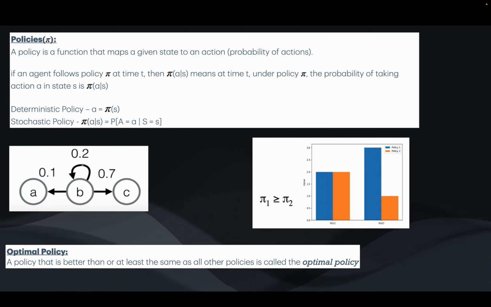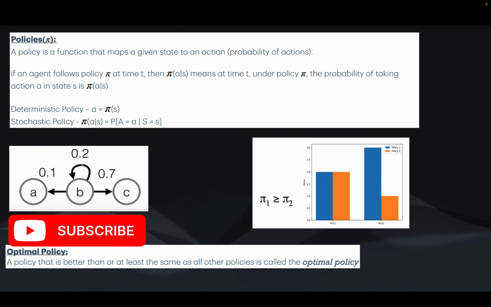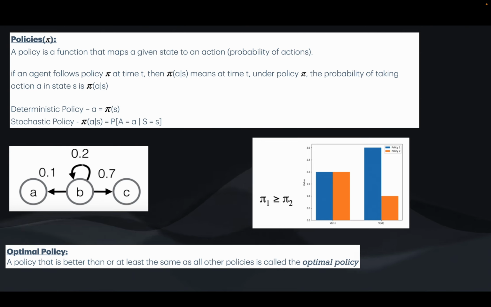Here you can see that policy 1 performs better than policy 2. In state S1, both policies give the same value function, but for S2, policy 1 gives better rewards, a better value function. With this criterion, we can say that pi1 is greater than or equal to pi2. So if you want to pick a policy for this particular environment, we will always pick pi1.